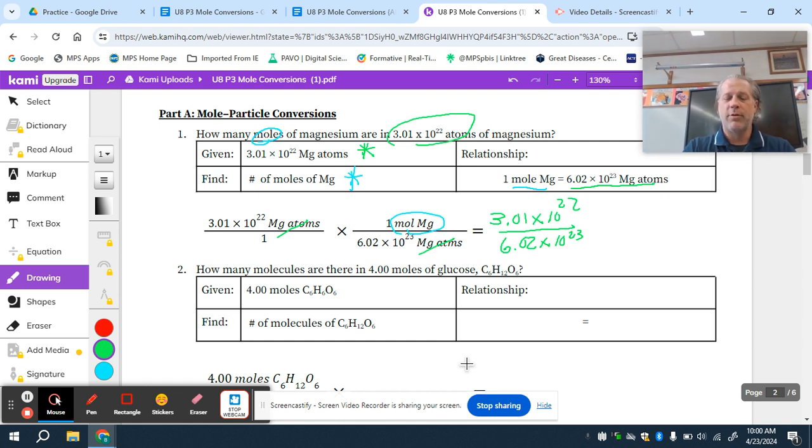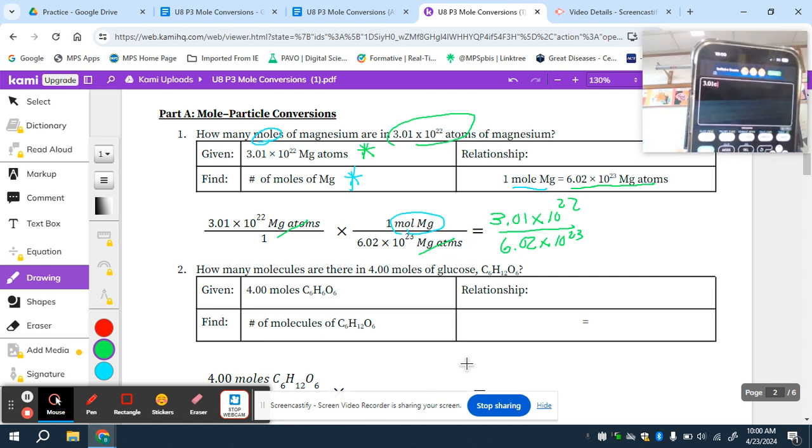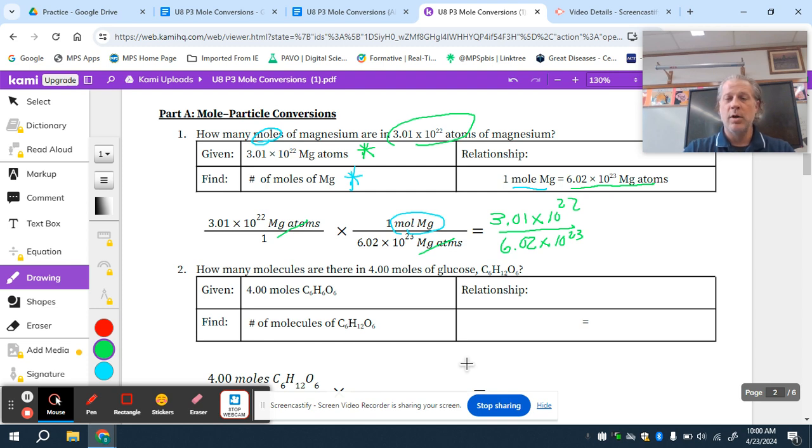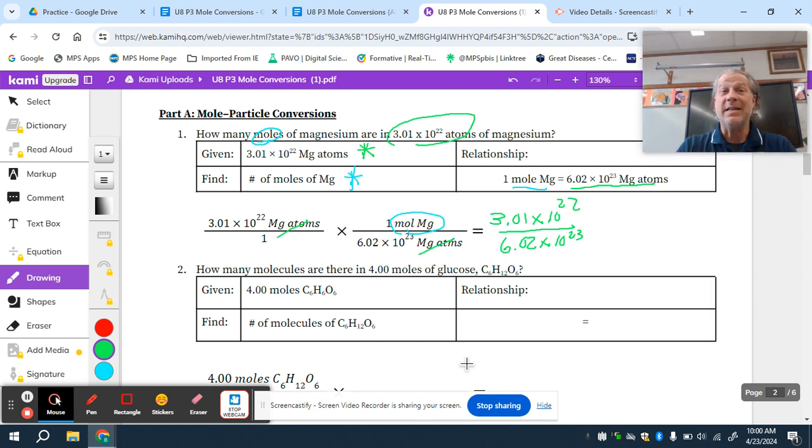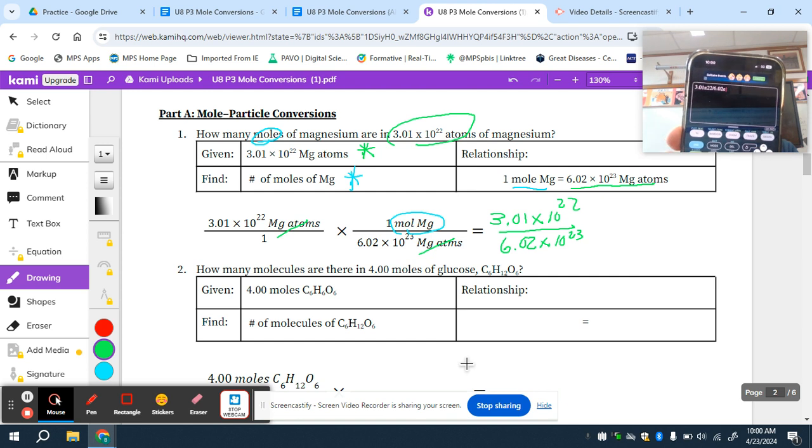To quickly walk through that, you would take 3.01. You hit the second key, which is in the upper left-hand corner, and then you hit the comma key, the key above the 7, and it should give you a number that looks something like this, 3.01 with a lowercase e. You then type 22, and it now looks like this, 3.01 E22. That E means times 10, so we don't have to type times 10. We then hit divided by, and type 6.02, second, that comma key above the 7, and you should now have something that looks like this.